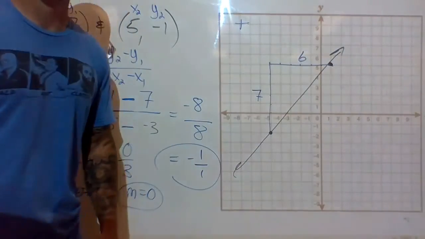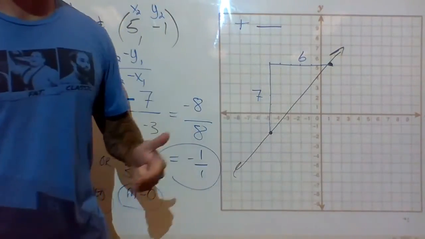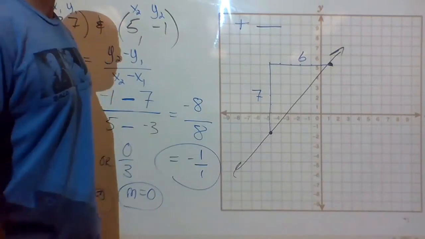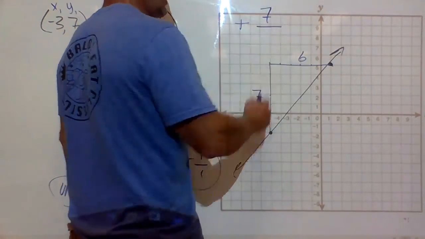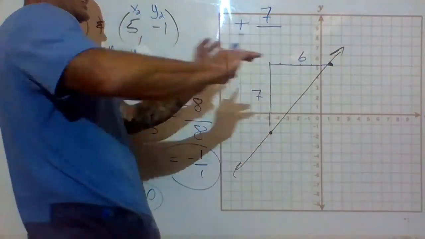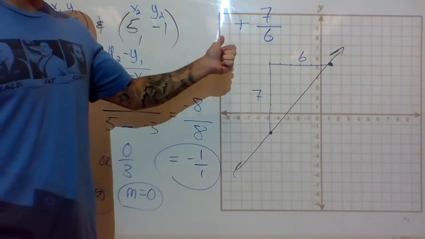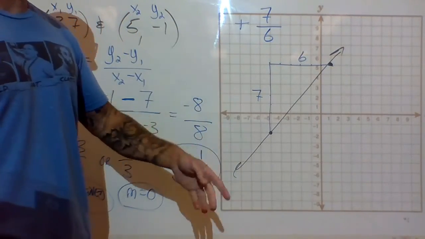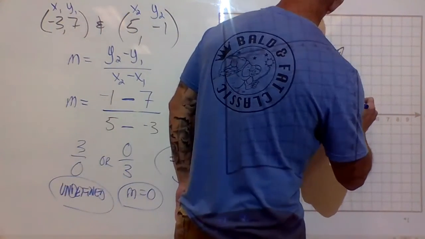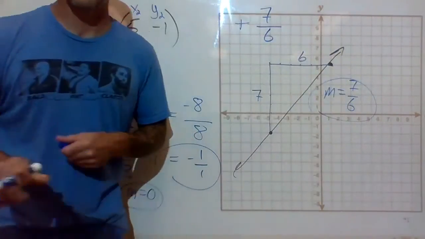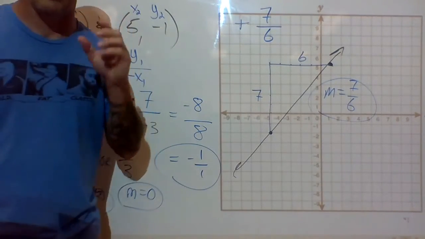Step 3, write your slope fraction. Your slope is rise over run, delta y over delta x, change in y over change in x. Well, my y value, or my rise, was 7. My run, or my x, is 6. I have a slope of positive 7 over 6. Fourth step, always reduce. Can't reduce that. This guy's got a slope of positive 7 over 6. Done.